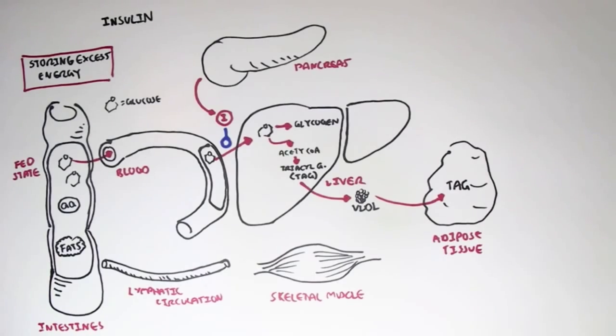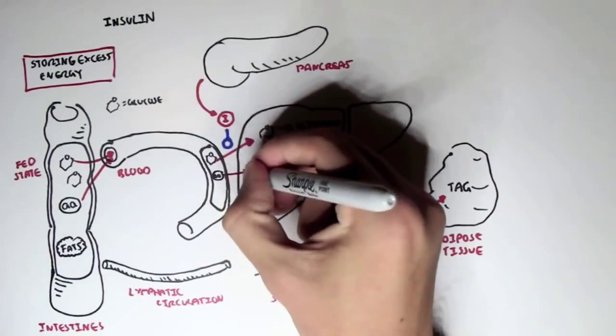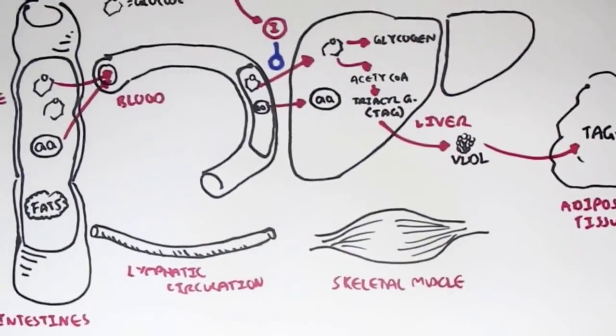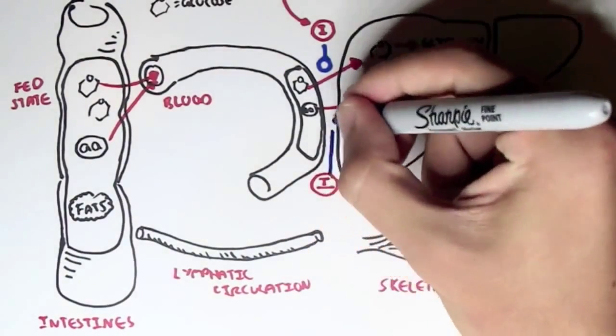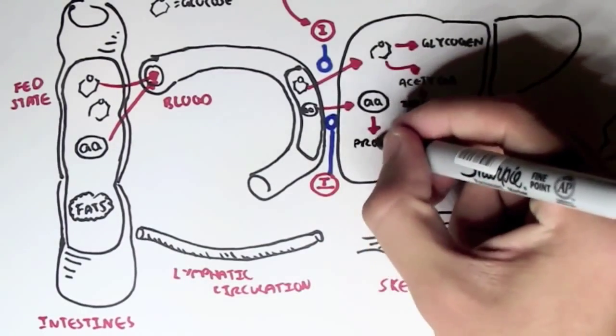Insulin also has effect on amino acids. Amino acids will be absorbed by the blood. Insulin will promote the uptake of amino acids from the bloodstream to the liver, and then insulin will promote proteogenesis, so therefore promoting protein synthesis.